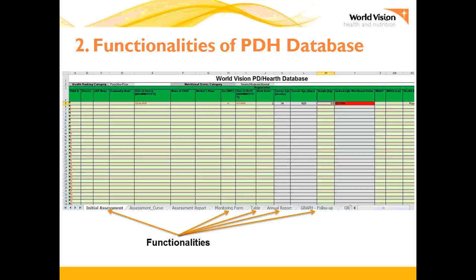The functionalities of the PDH database can be seen on the bottom. You see the initial assessment, assessment curve, assessment report, monitoring form, table, annual report, graph for the follow-up, and so on.